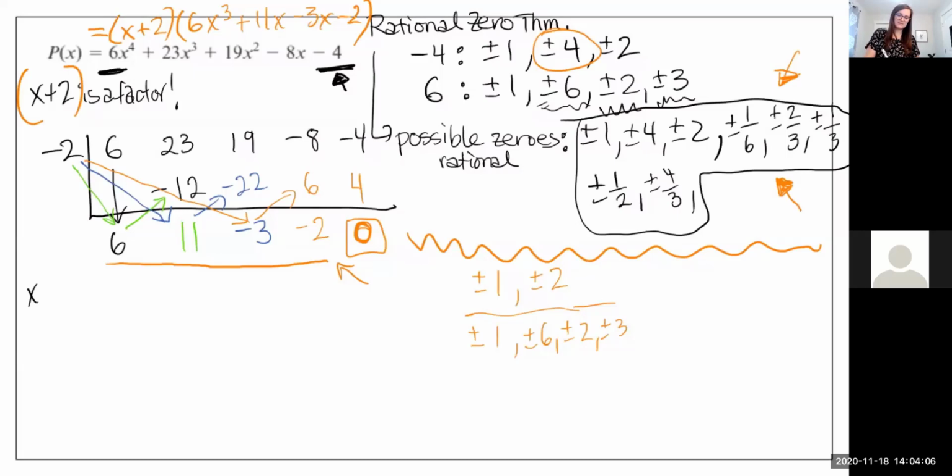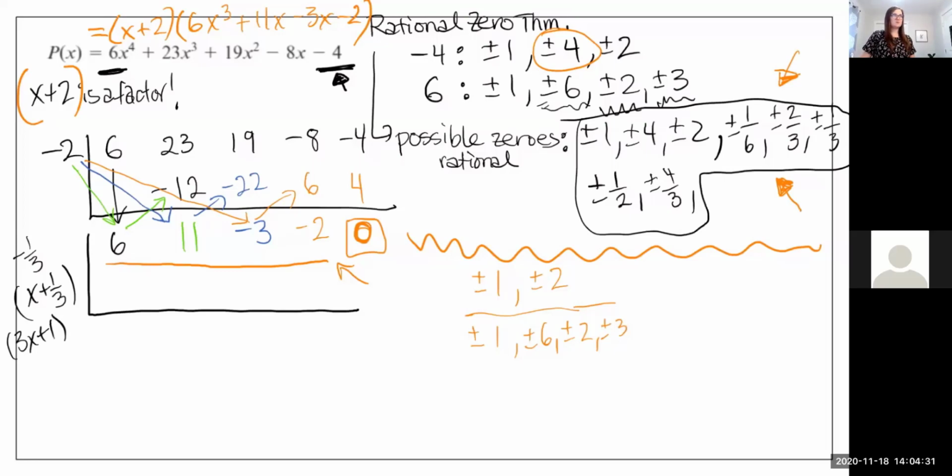x, so -1/3 worked. So if -1/3 worked, that means x plus 1/3 works. That means also 3x plus 1 would be a factor. So what I can do now is take this same resulting polynomial and divide it again with that -1/3 as my divisor, and do the whole process again. That'll get us down to a quadratic, and then that quadratic we can either use the quadratic formula or continue with this process or regular factoring.